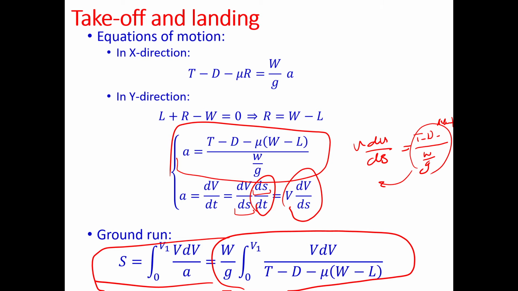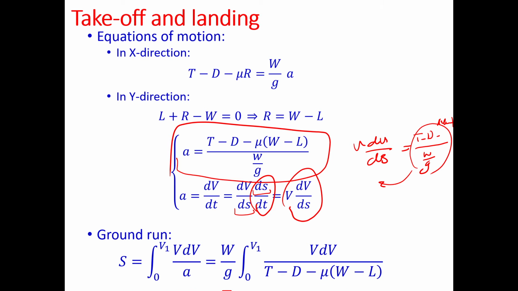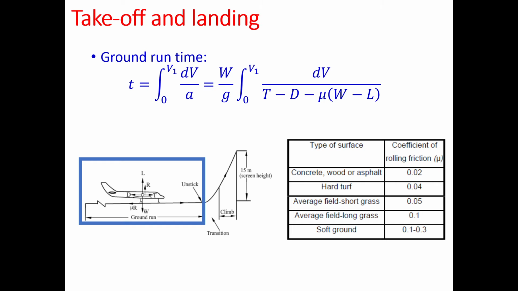the integral from 0 to V1, which is the velocity at the on-stick point, when the aircraft goes to the transition mode, and that's the velocity. This is the V1, that is the velocity. Then V dV over T minus D minus mu times W minus L. Okay, so you simply can find the ground run using this formula.